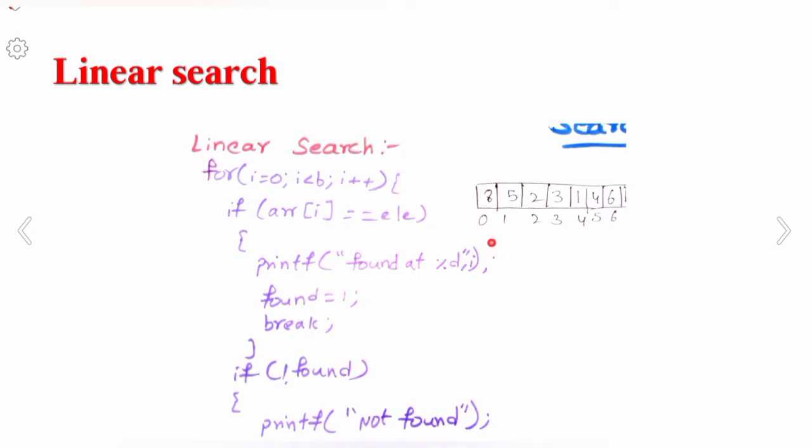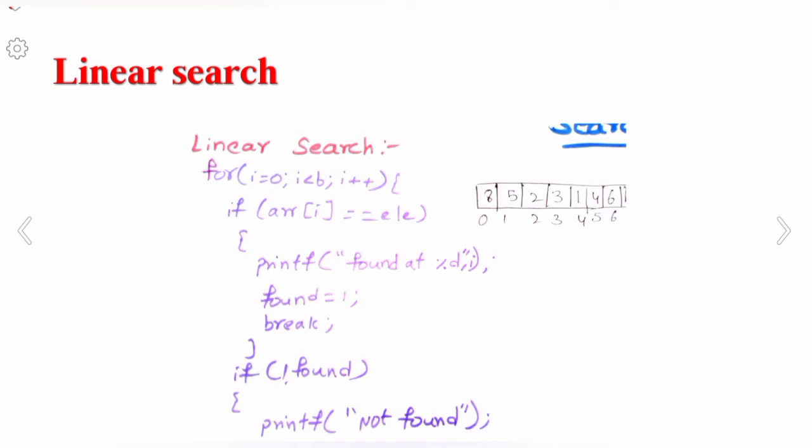We have taken an array of length 7, so indices 0 to 6. If array of i equals the element, where element is what we are searching for in the array, that is, if the index matches the element that the user wants to search in the given array, then print found at the particular location, %d, i, the index in the array. Then found equals 1, break out of the loop. If not found, we print not found.